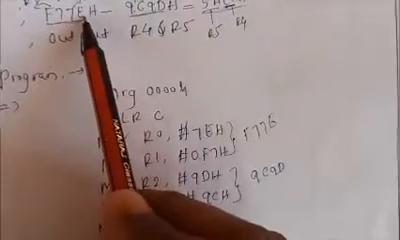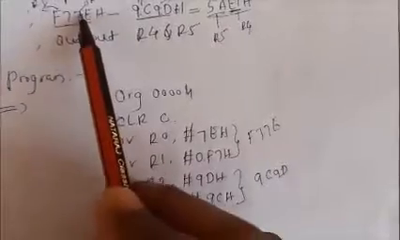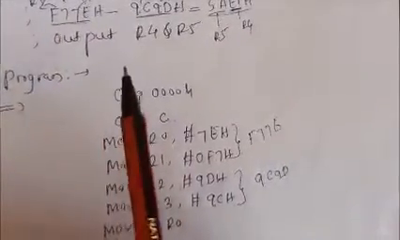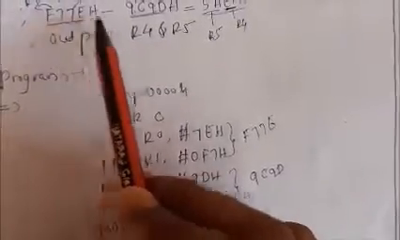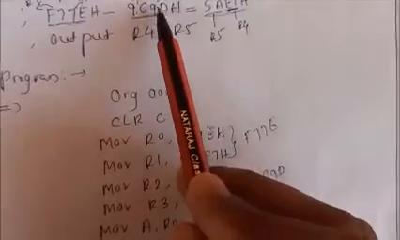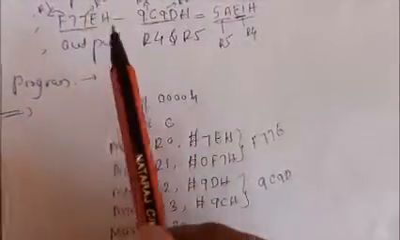And again I will repeat, don't get confused. F7 7E is there. When you are going to load the values, don't go for F7 in R0 and 7E in R1. You will get confused and the calculation also becomes wrong. So first you have to take the lower byte 7E, then go for the higher byte. When you are coming for the second number, first come for the lower byte, then go for the higher byte. Is it clear?